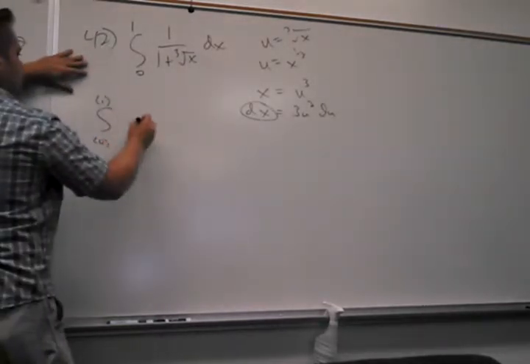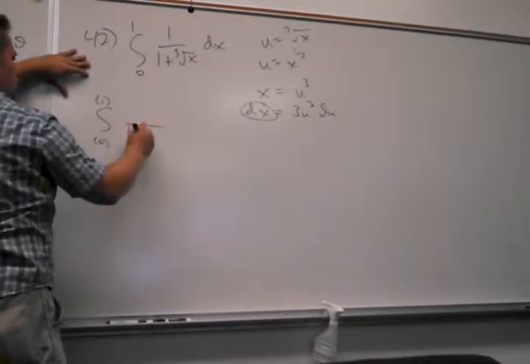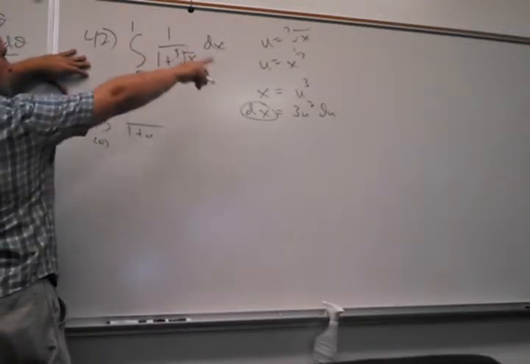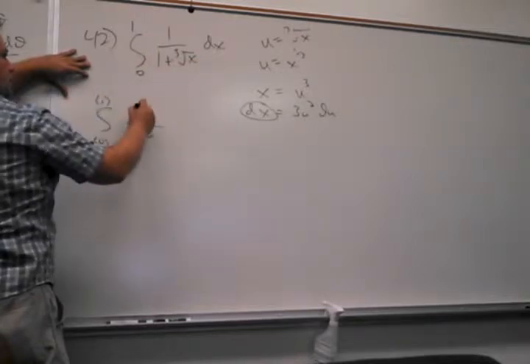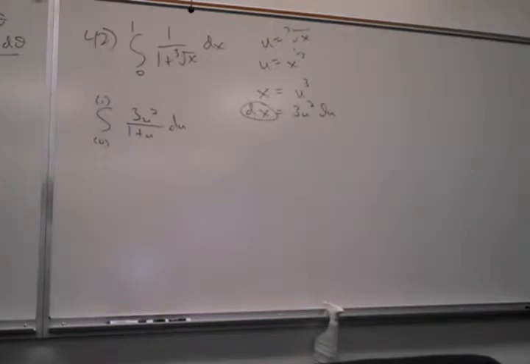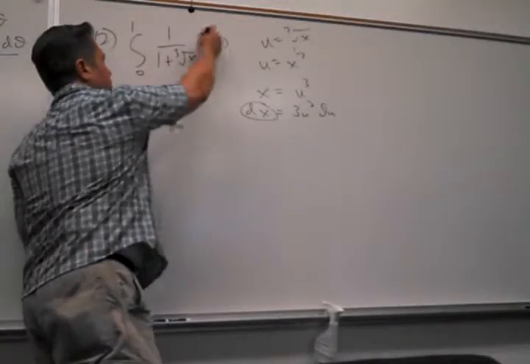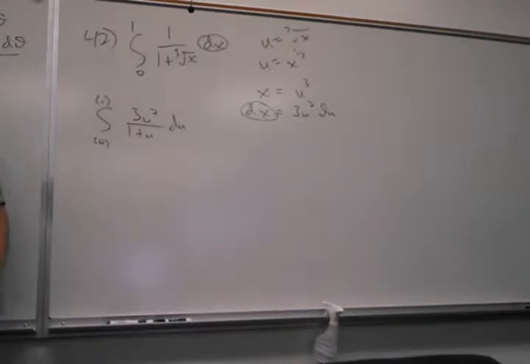What happens on the inside? Good. 1 plus u in the bottom. dx is... That's insane. It just doesn't feel like we're allowed to do that. And of course we are. We figured out what to replace this with, and we figured out what to replace this with in terms of u. It's exactly what u sub requires me to do.